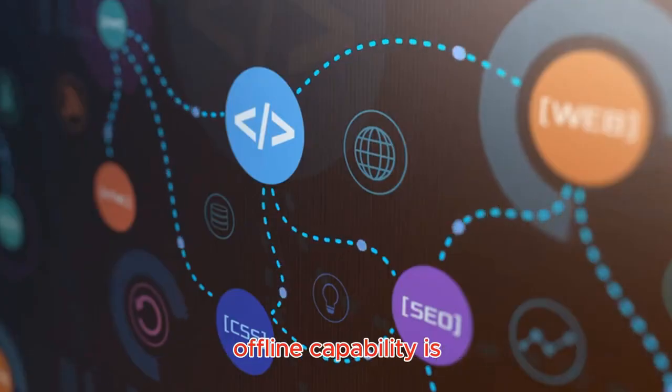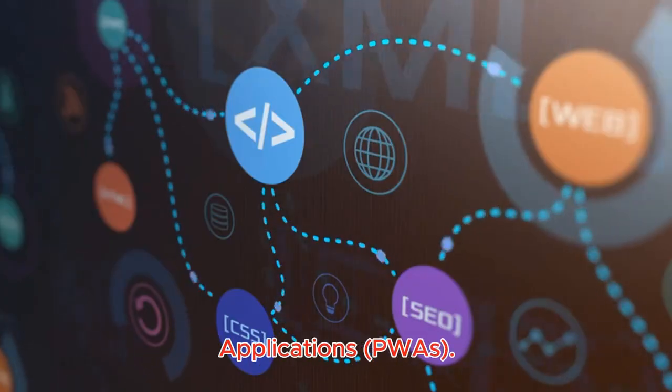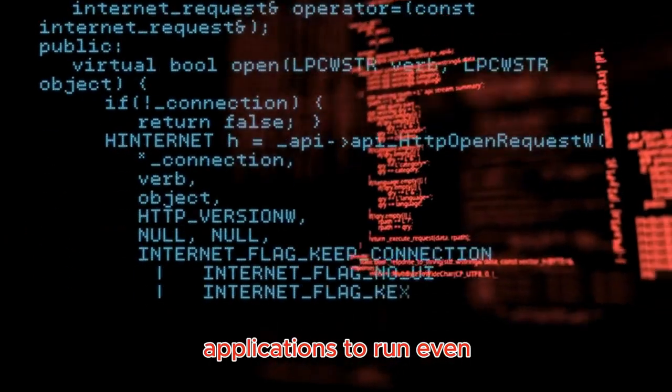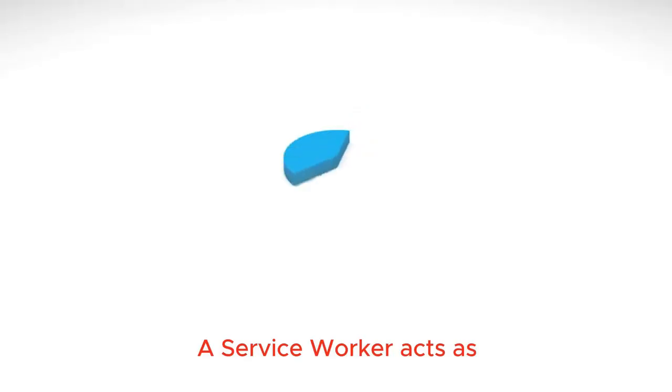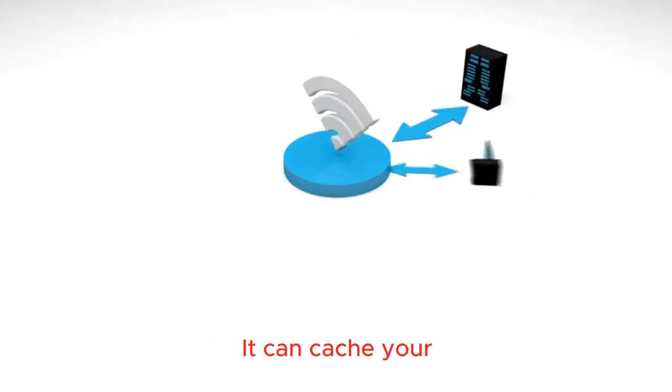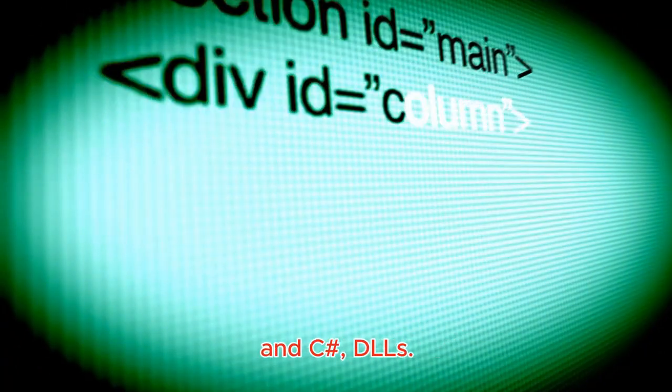Blazor WebAssembly's offline capability is primarily achieved through progressive web applications (PWAs). This allows web applications to run even without an internet connection. It's accomplished using a technology called service worker. A service worker acts as a proxy between the browser and the network. It can cache your application files, such as HTML, CSS, JS, and C# DLLs.